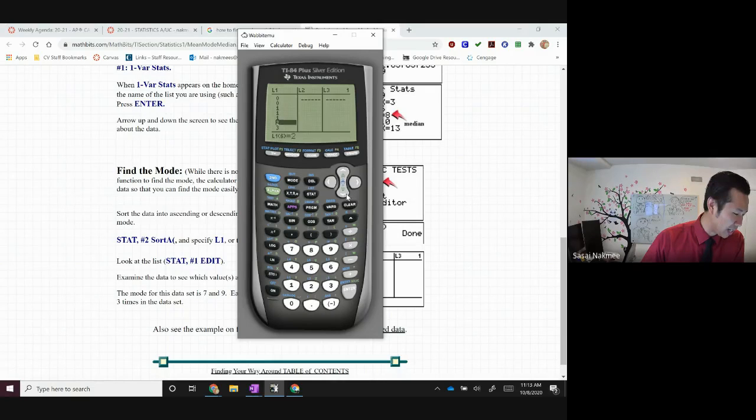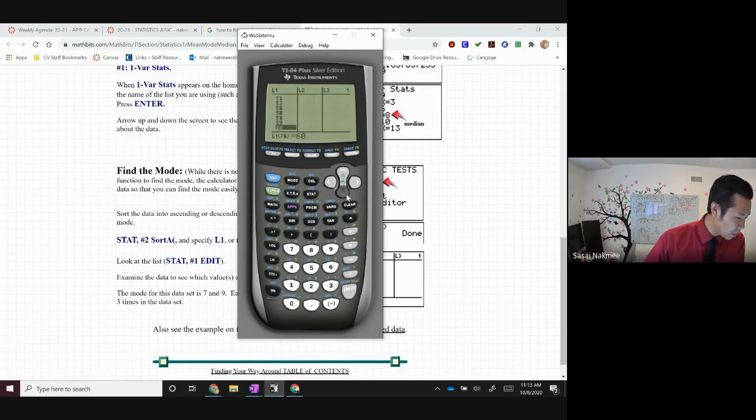Right now, 1 repeats 3 times. 5 repeats 3 times. 13 repeats 1, 2, 3, 4, 5 times. So 13 is the winner so far, with 5 repeats. I'm looking for anything else with 5 repeats as I scroll through these numbers. This sucks. I thought it would be like, hey, here's the mode. 39 shows up 4 times. So 13 is still the winner with 5.